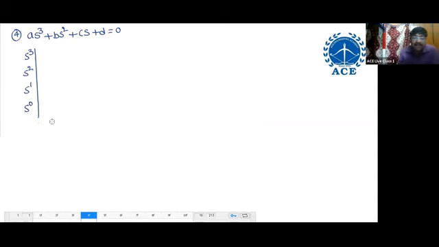Now come on, get the answer. S cube coefficient is A, alternate is C. S square coefficient is B, alternate is D. Now get the S power 1 coefficient, come on, get the S power 1 coefficient.